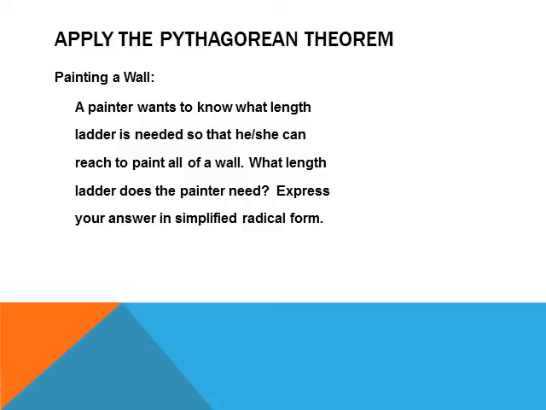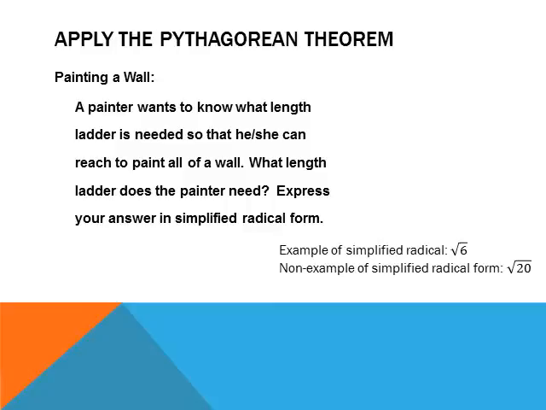Oh, vocabulary alert! What is simplified radical form? Well, that just means that there are no square factors under the radical. If you do have a square factor, you need to take it out. An example of a simplified radical is root 6. The factors of 6 are 1 and 6, neither of which is a square, or 2 and 3, again, neither of which is a square. So root 6 is in simplified form.